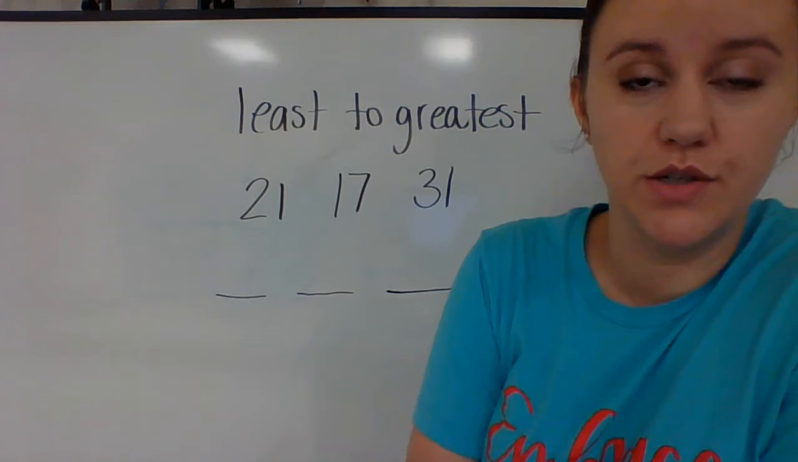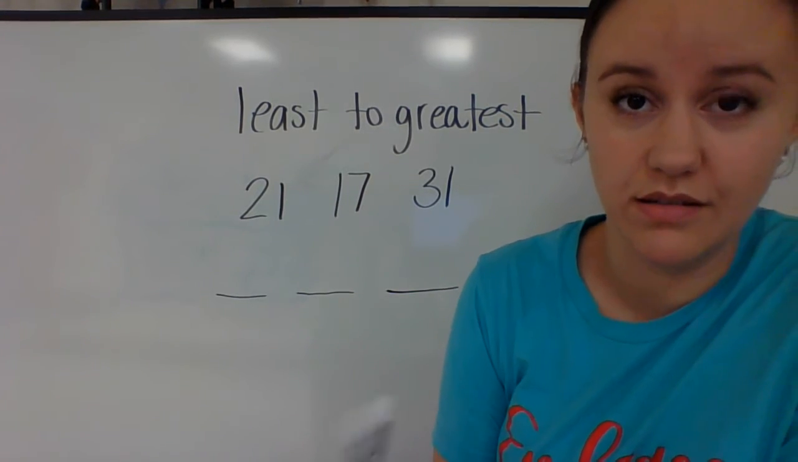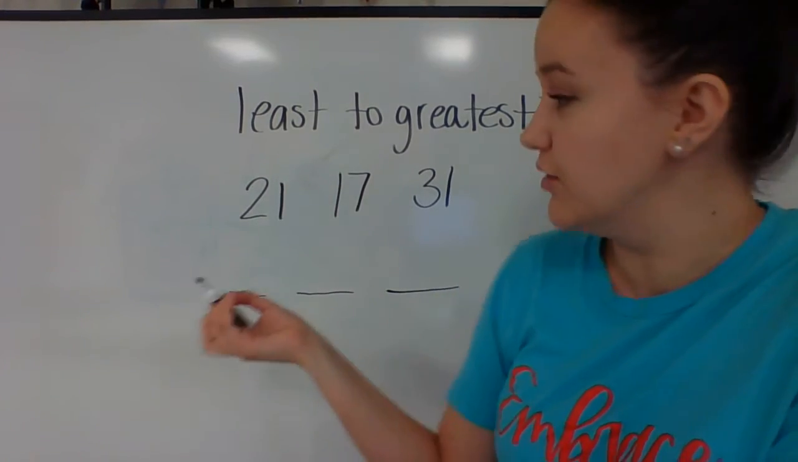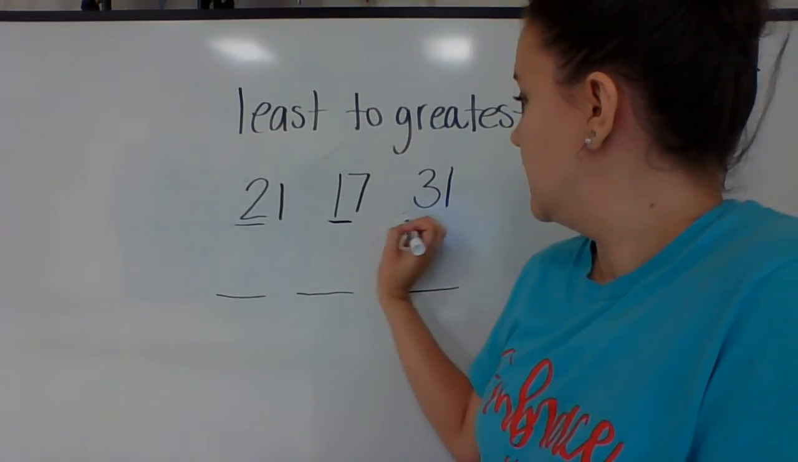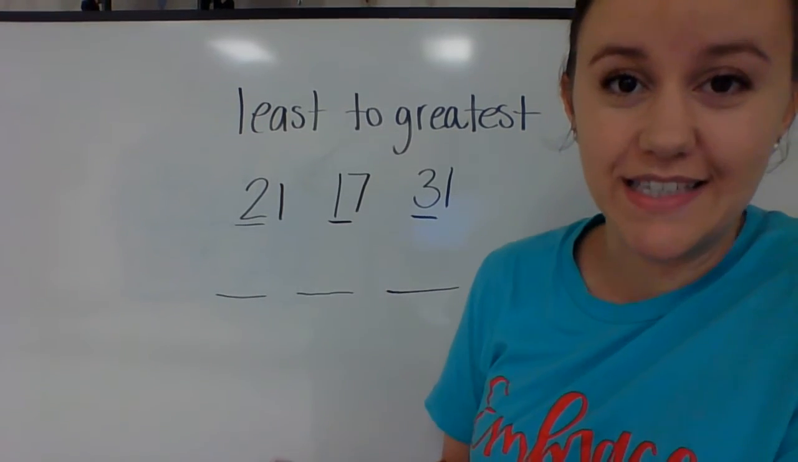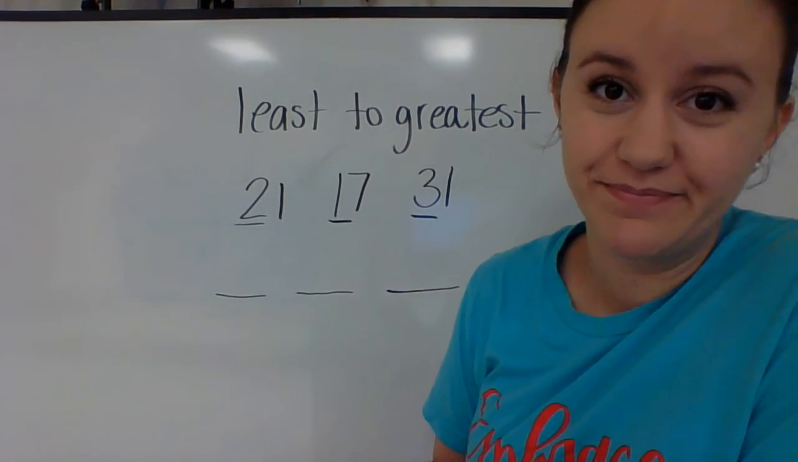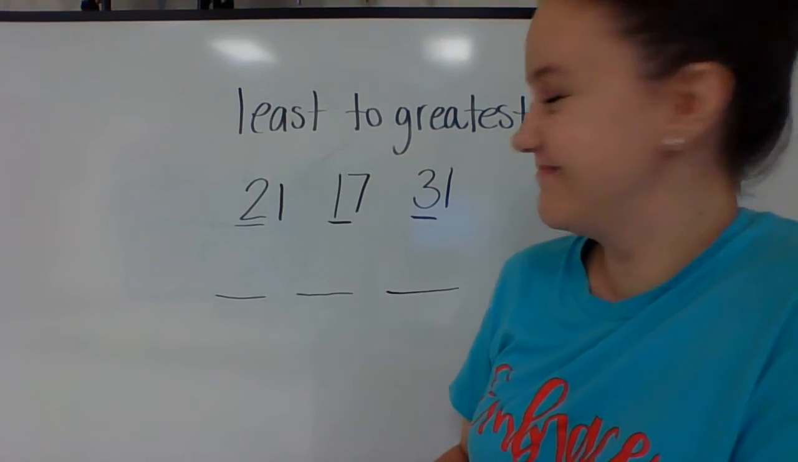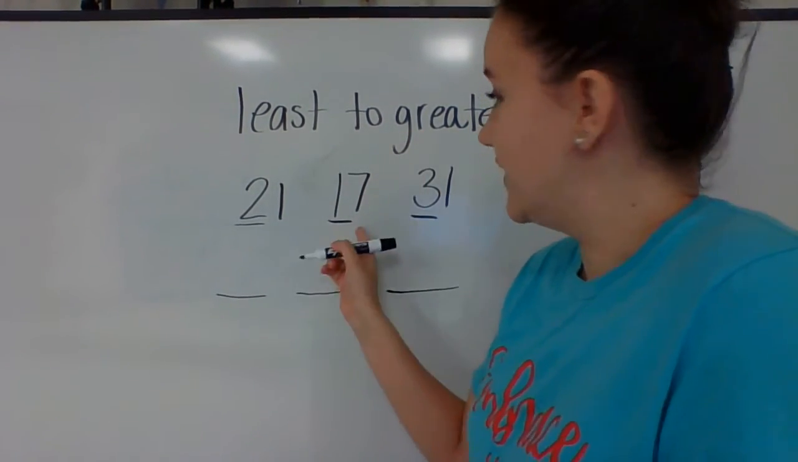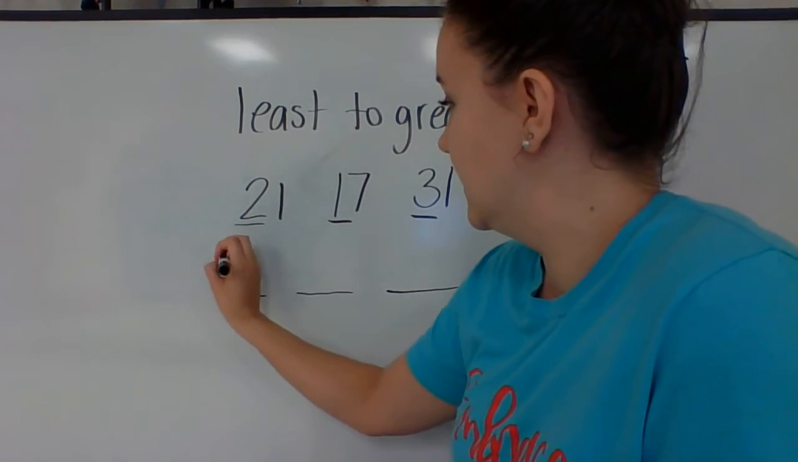The first thing I'm going to do is figure out which number is least, which number has the lesser value. So I can still compare, I can still look at my tens place. So I have 2 tens, 1 ten, and 3 tens. Which one of those has the least amount of tens? 17, right? 17 only has 1 ten. So 17 is going to be my least number.